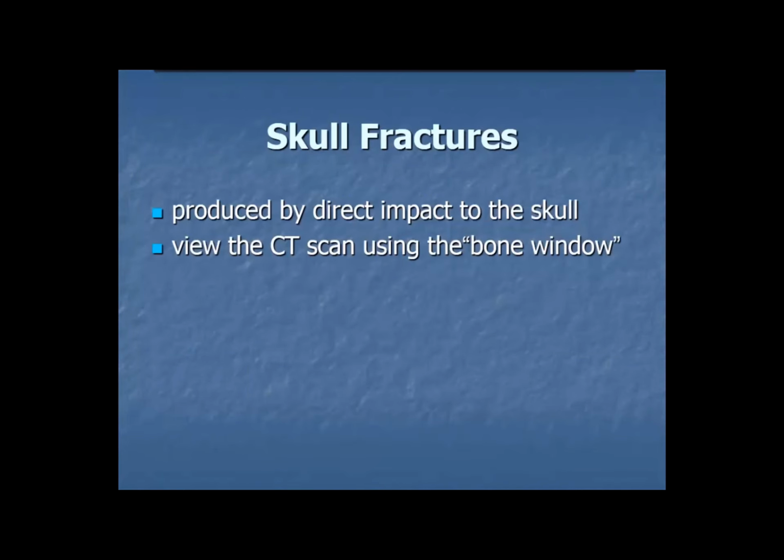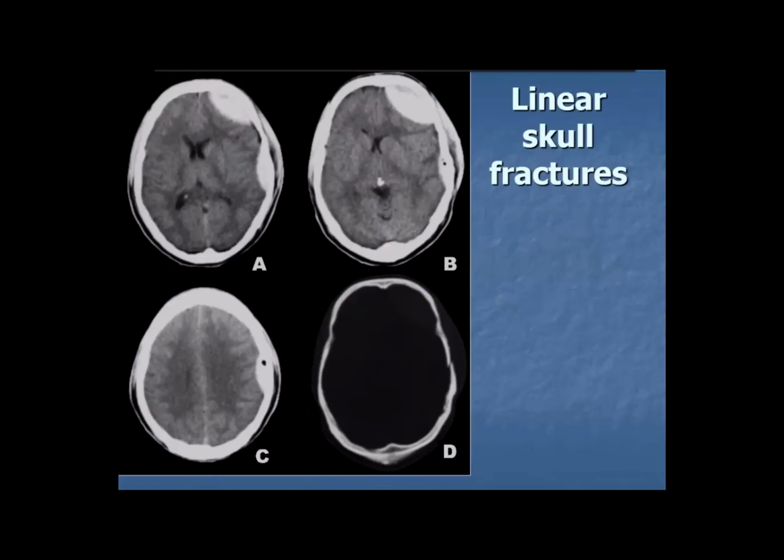Head trauma. Skull fractures are produced by direct impact to the skull, and we should view the CT scan using the bone window. This is a linear skull fracture. We can find the fracture line on the bone window, and on the soft tissue window we do not find the fracture line, but it can display the intracranial hematoma and some pneumocephalus. This is air in the brain.